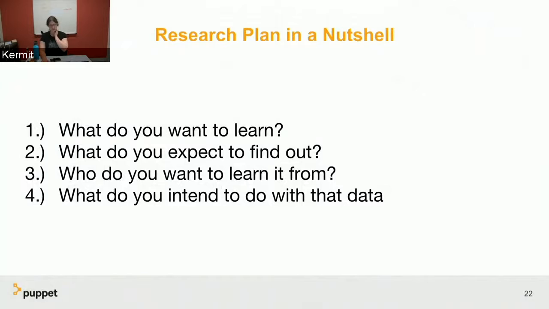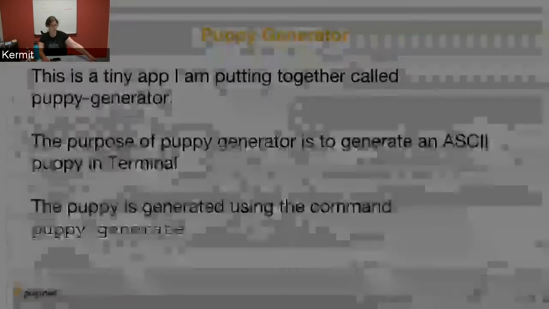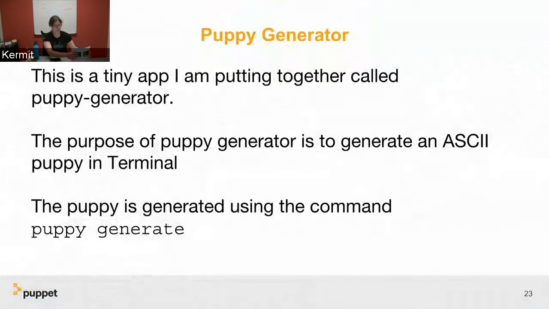I think it's hard to do abstractly, so instead I have completely fabricated an app, which we will now use for the last couple examples. Boom. I thought about trying to actually mock up this app, but I didn't, so we can all just imagine how adorable it is. So I put an app together, and I'm calling it Puppy Generator. The purpose of Puppy Generator is to generate an ASCII puppy in terminal. The puppy will be generated using the puppy generate command. So puppy generate, poof, a little puppy comes up.